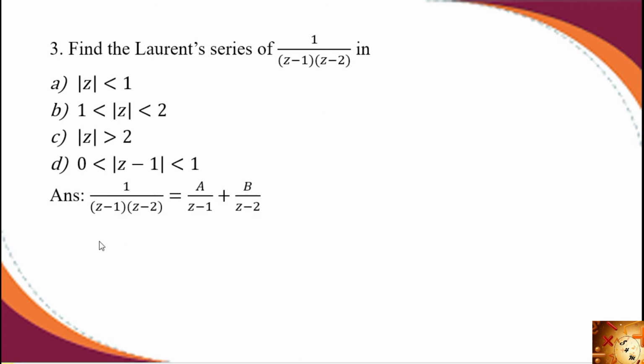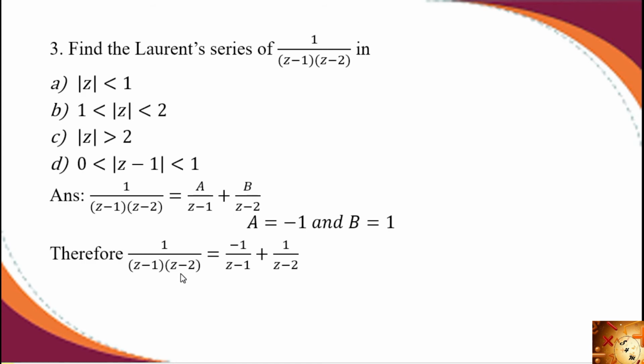So first of all, 1 divided by (z minus 1) into (z minus 2) equal to a divided by z minus 1 plus b divided by z minus 2. After cross multiplication and further calculation, we get a equal to minus 1 and b equal to 1. Then our function will be 1 by (z minus 1) into (z minus 2) is equal to minus 1 divided by z minus 1 plus 1 divided by z minus 2.